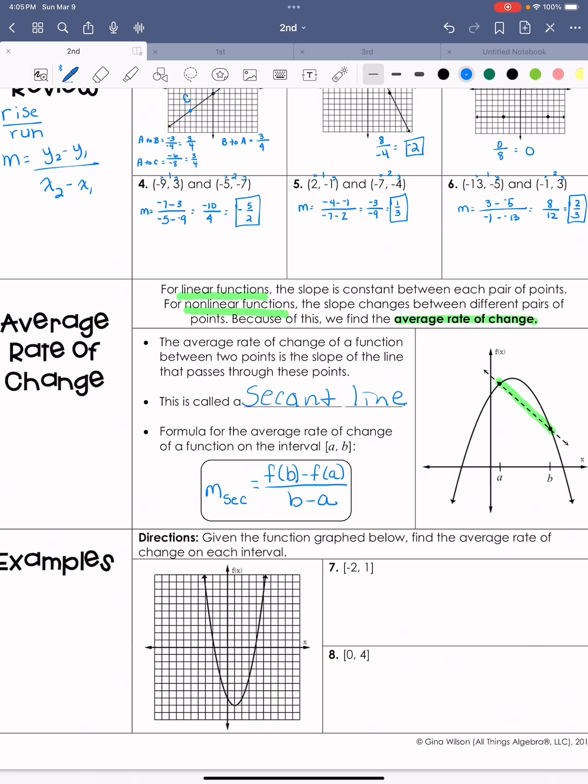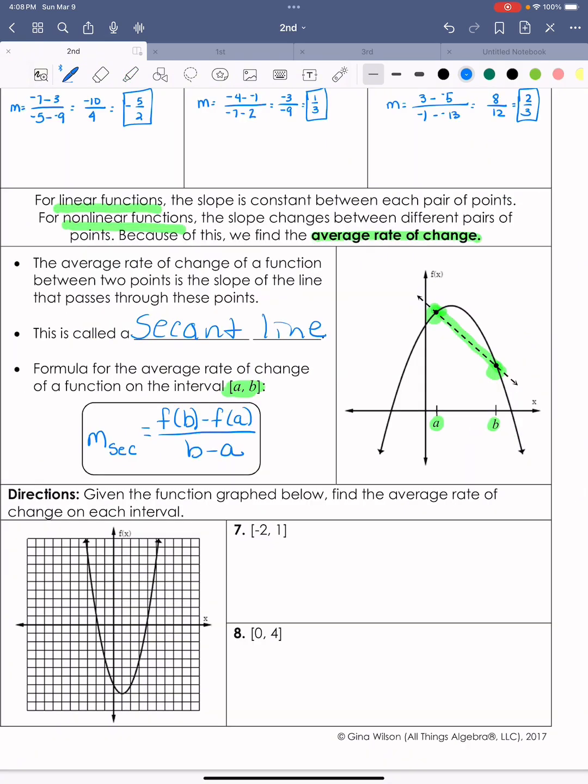Your f of b and your f of a are naturally going to be the function. Now, you're going to have an interval, a to b. So that's what we're looking for. These 2 points would be your interval. Here's a and here's b. Okay, let's look at number 7. We want to find the average rate of change on each interval. And here's your interval. This interval corresponds to a and b in the formula up above.